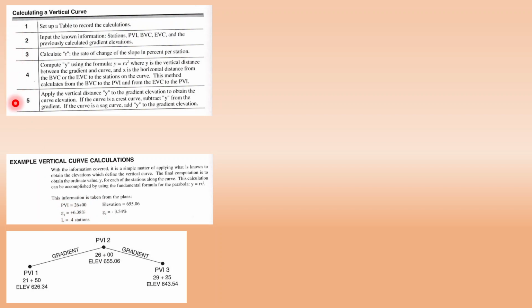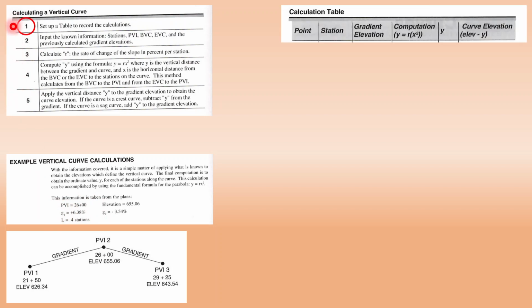This comes straight out of the textbook. So we're going to start with number 1. And number 1 is to set up a table to record these calculations. This lends itself really nicely to a spreadsheet if you prefer working your calculations that way, but you're just going to have these columns: your point, your station, the gradient elevation that you've already calculated, and then the computation for y, your y offset, which is ultimately used to determine your curve elevation.